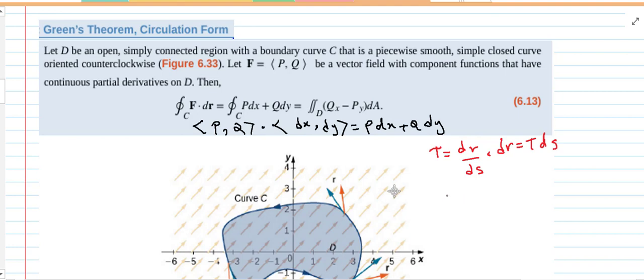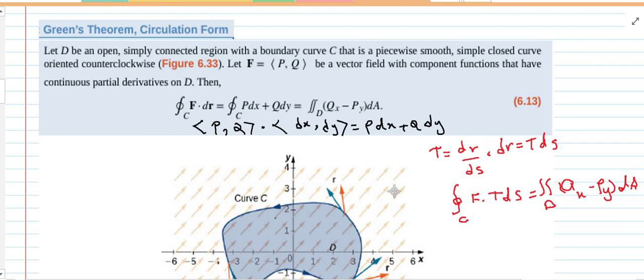And so we have another expression for this, which we can write as the integral of F dot T ds, which is equal to the double integral over region D of Qx minus Py dx dy or dA.